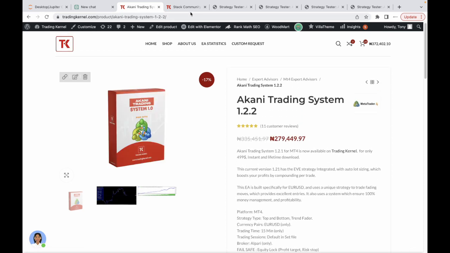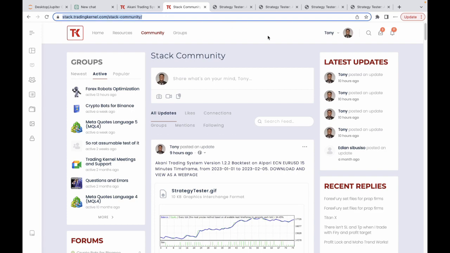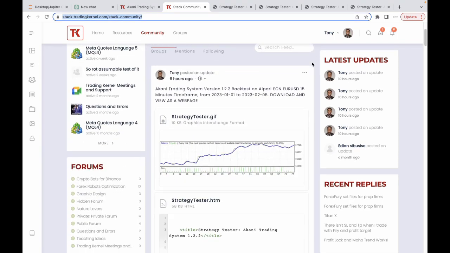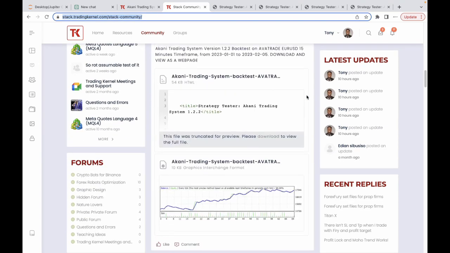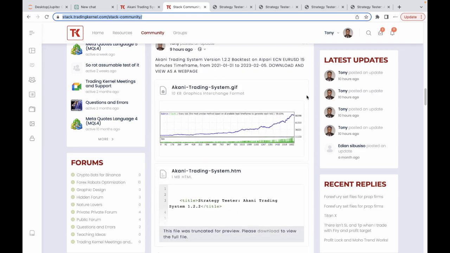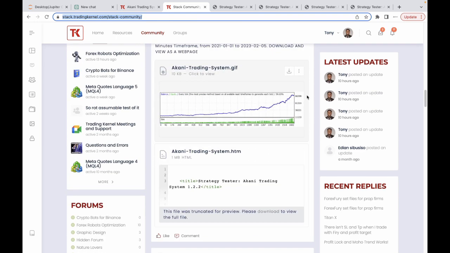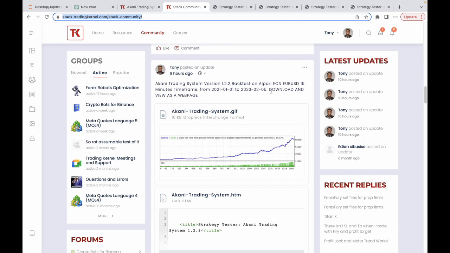Alright, so let's go to our Trading Kernel community. As you can see, I uploaded recently 4 set files here, and these are the backtest results on Alpari and other brokers. So right now, as you can see, this is the 1.2.2 backtest on Alpari. Alpari ECN is our default broker. Alright, so we use that to do our data analysis, we use that to do our testing, we use that to do our strategy development as well.